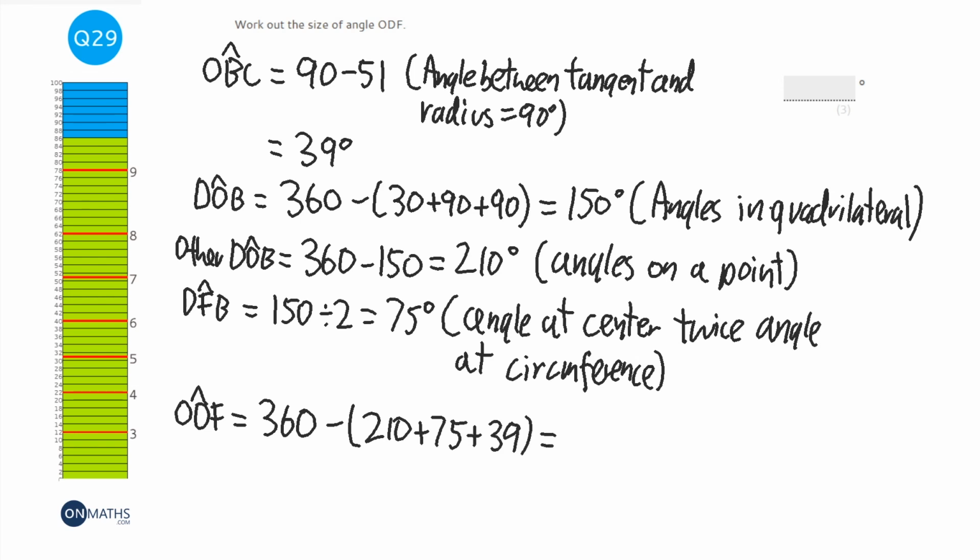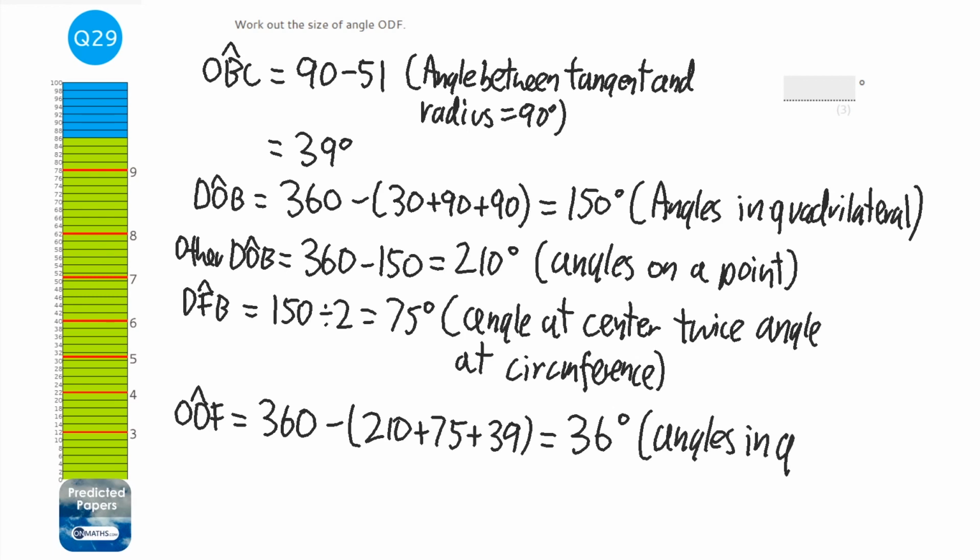Okay, so we're just going to take those away from 360. And obviously if you're doing this in the calculator paper, then please feel free to use a calculator. And we get 36 degrees. And again, it's just angles in quadrilateral.